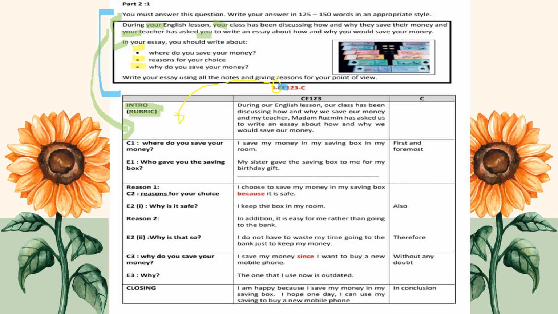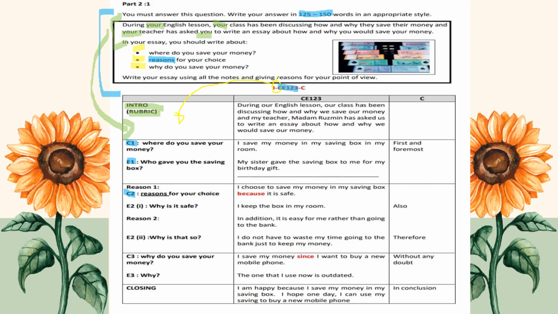For the middle part there, we have C1 here, E1 here, and then we have C2 here. But remind our students to be careful, because for C2, we have reasons. That means they have to come out with more than one reason. They can come up with 3, but as for me, I would like them to stick to 2 first, because remember the number of words, only 125 to 150 words for part 2.